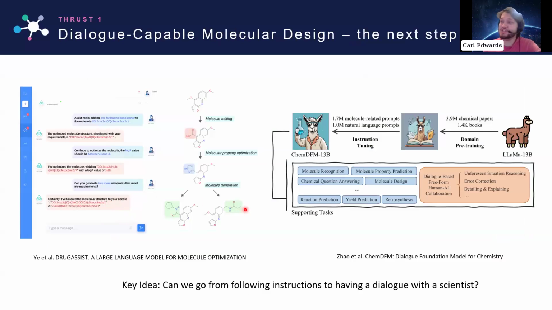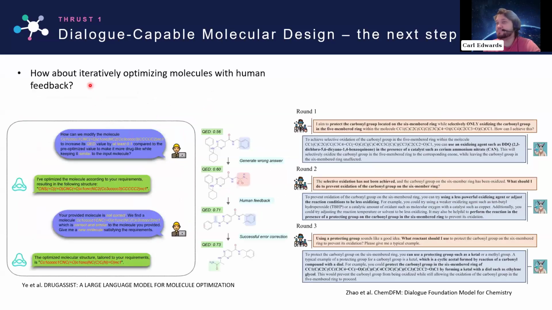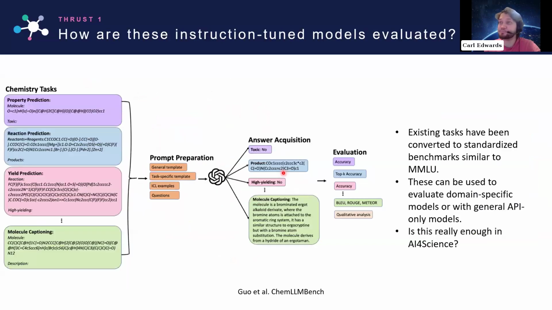But kind of as an interesting next step in this direction is saying, can we go from just following instructions to actually having a dialogue with a scientist, where a scientist might say, I need help figuring something out about this molecule, and we can go through steps. Okay, so then one very interesting thing there, in my opinion, is doing iterative optimization of molecules with human feedback, where the model continually tries to keep updating a molecule based on a human scientist.